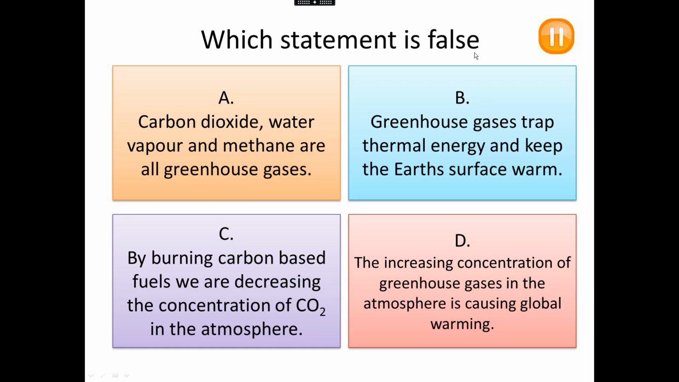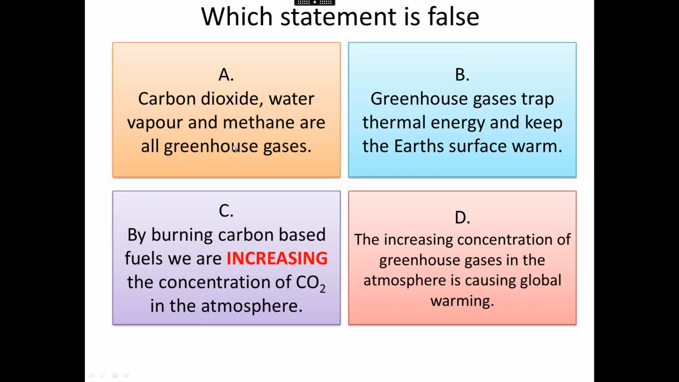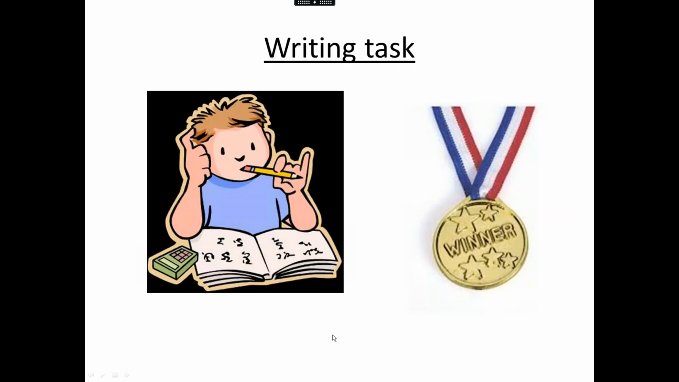Let's have a look at the answer. Right, A, carbon dioxide, water vapor, and methane are all greenhouse gases. True. B, greenhouse gases trap thermal energy and keep the Earth warm. True. D, the increasing concentration of greenhouse gases is the cause of global warming. True. By burning carbon-based fuels, we increase the concentration of CO2 in the atmosphere. So C was the false answer.